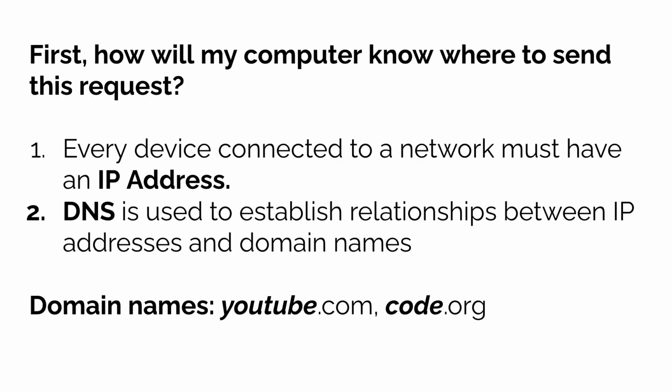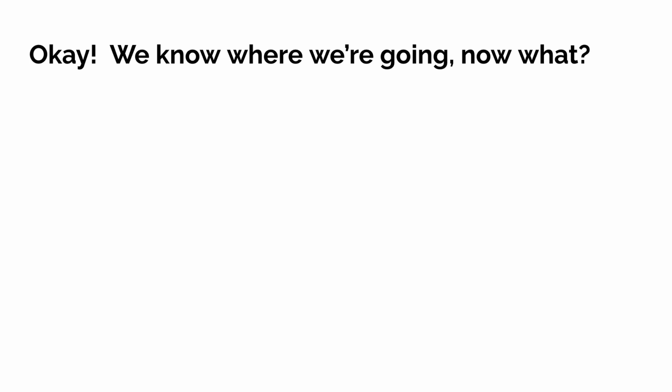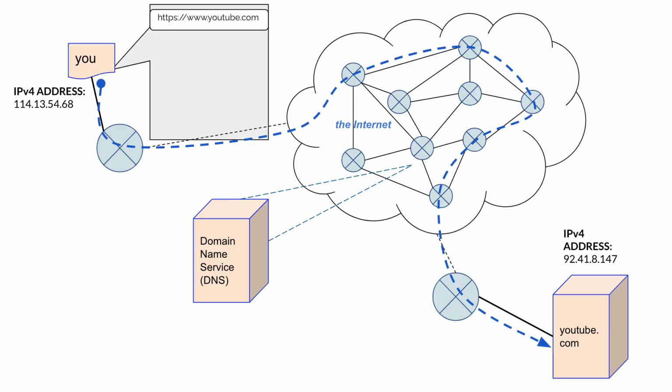Now, examples of domain names are things like youtube.com or code.org. There are multiple elements to web addresses in general, but we won't discuss those in our overview of the internet for right now. Okay, we know where we're going, now what? So we've got a little path built out to youtube.com from us. What's happening next?